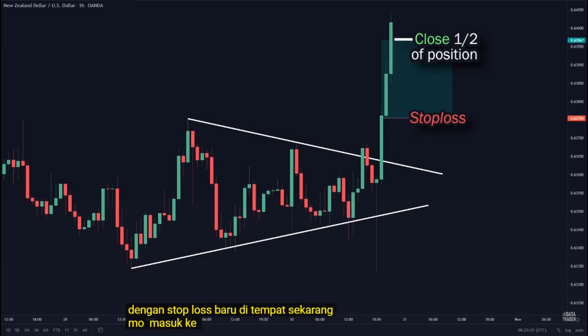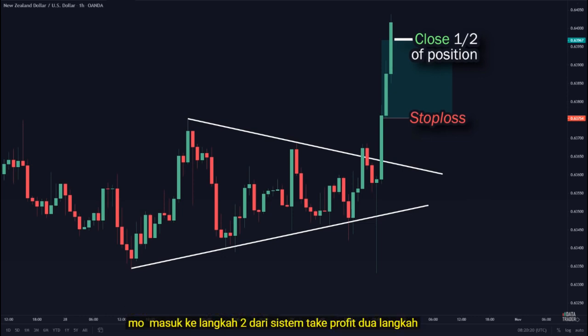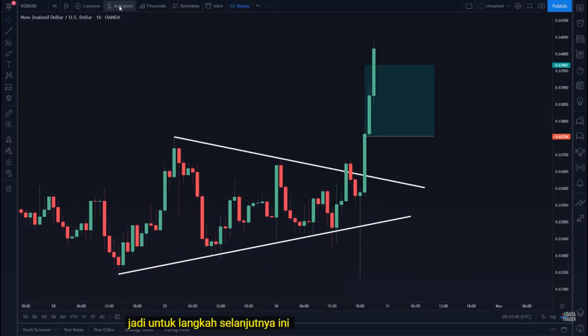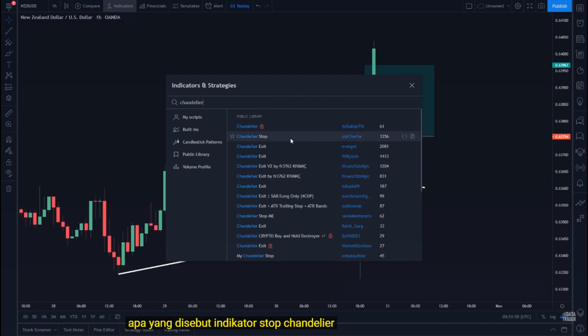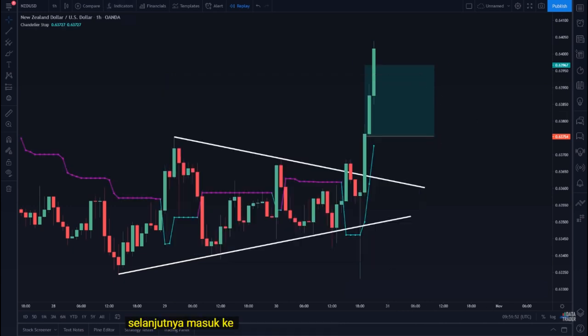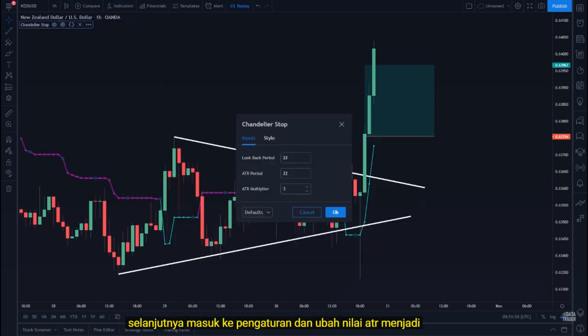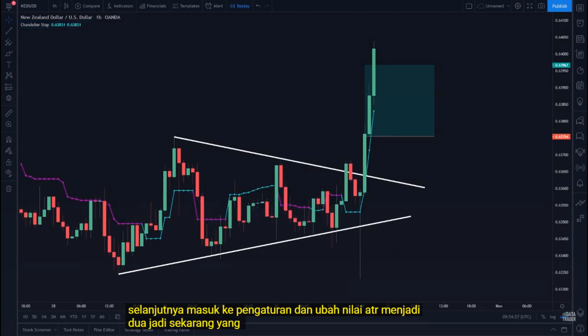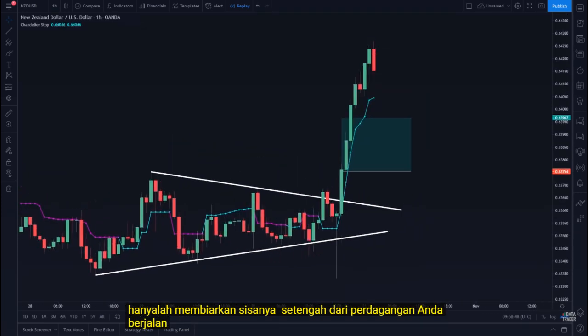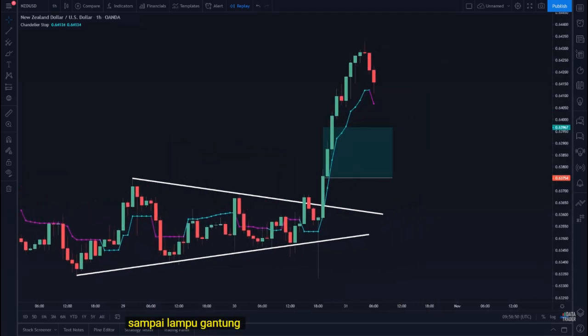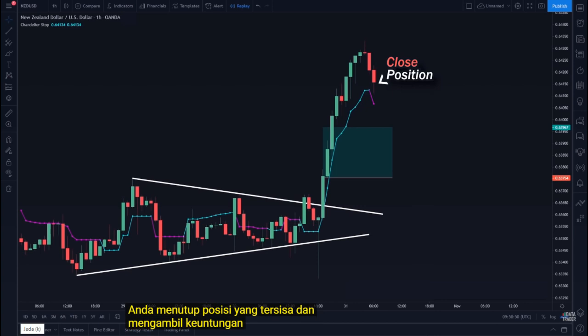Now, moving on to step 2 of the two-step take profit system. For this next step, you want to apply what's called the chandelier stop indicator. Next, go to settings and change the ATR value to 2. So now, all you need to do is let the remaining half of your trades run until the chandelier stop switches color. Once this happens, you close your remaining position and take profits.